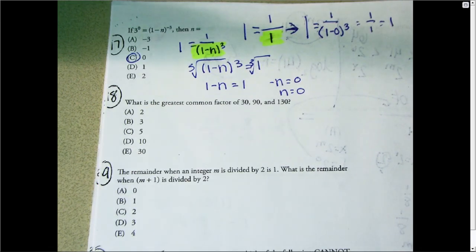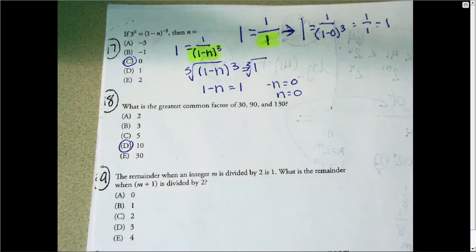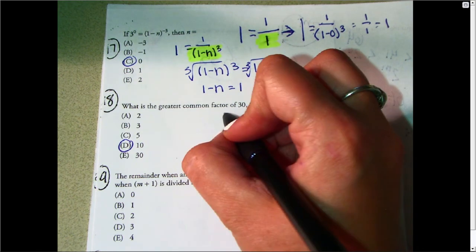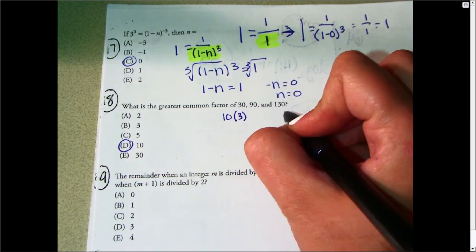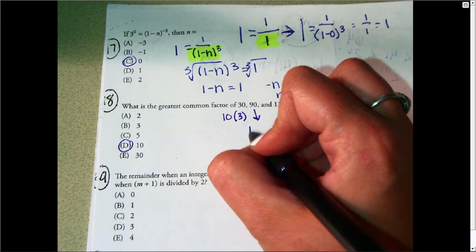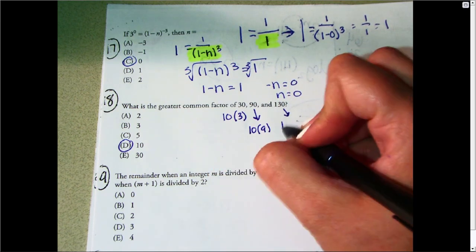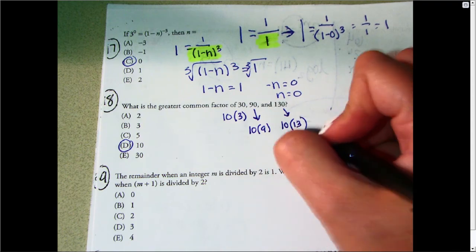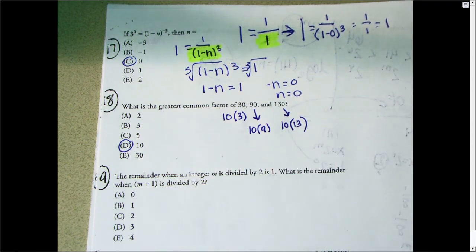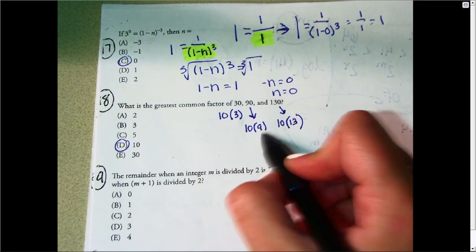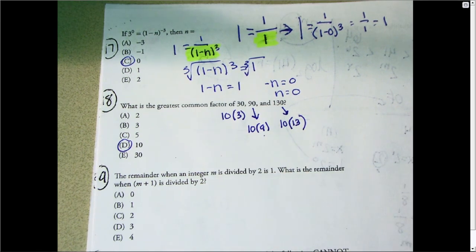Number 18, what is the greatest common factor between 30, 90, and 130? The greatest common factor that goes into all of these is 10. If I were to pull a 10 out of 30, I would be left with 3. If I were to pull a 10 out of 90, I would be left with 9. And if I were to pull a 10 out of 130, I would be left with 13. We know that 10 is the greatest common factor because 3, 9, and 13 have no other common factors between them, so 10 is the largest.